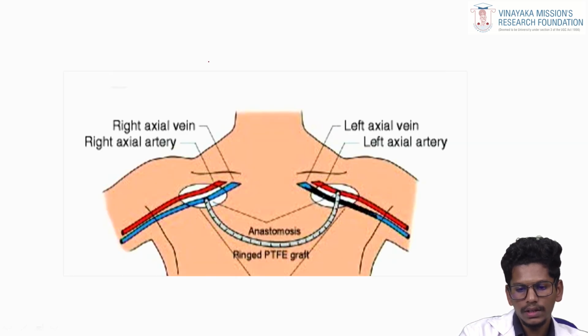Next is the necklace graft, which is a bridge between the two sides, and it looks like a necklace. This is the right axillary vein, and the red indicates the right axillary artery. This is the left axillary vein, and this indicates the left axillary artery. From there they do the anastomosis. It's like a ringed PTFE graft. It's like a tube, and it looks like a necklace graft.